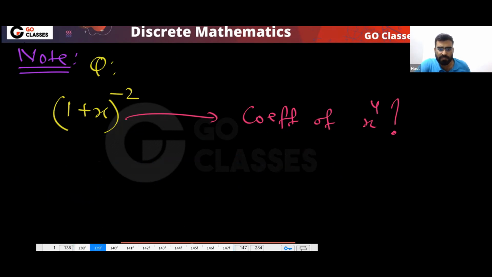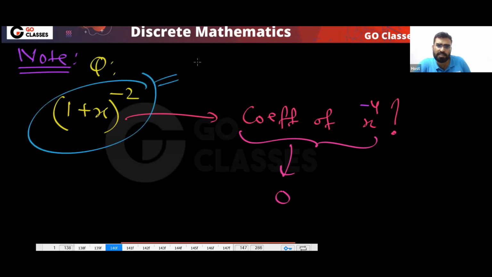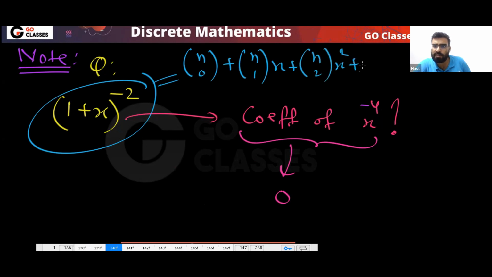Tell me one more thing. If I ask you what is the coefficient of x power minus 4, what will that be? That will be 0. There is no such term. Because remember what this means: NC0 plus NC1x plus NC2x square, and so on. You will never get x power minus 4. This type of term is not possible.